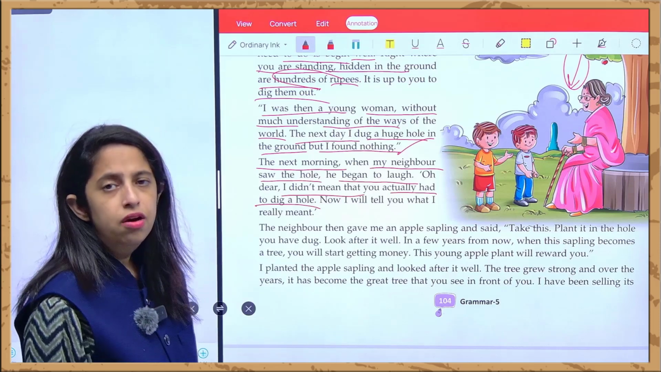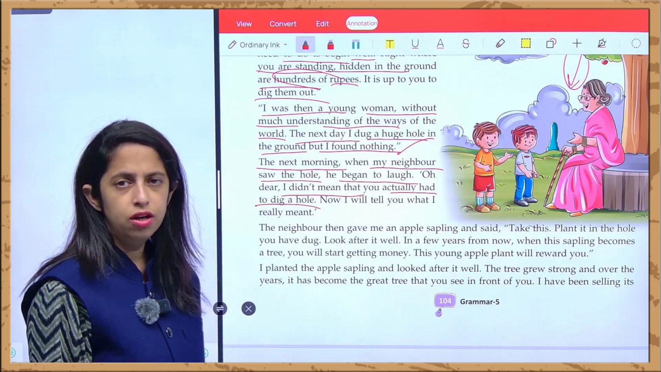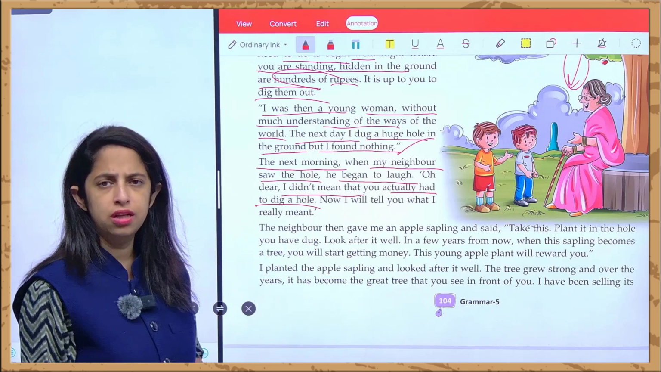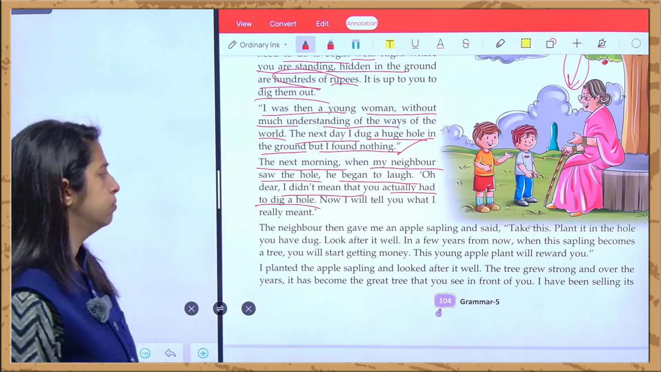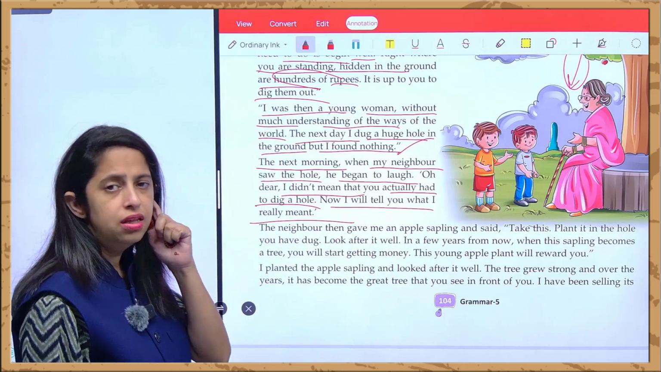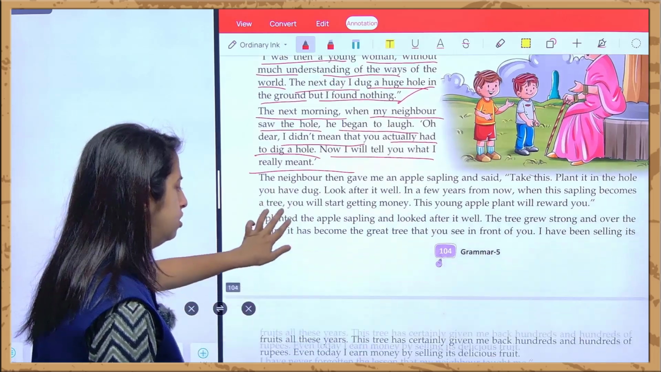She said that वो हंसने लगा. She was not able to understand those concepts because she was not mature at that time. She said कि आप ये चाहते थे कि मैं यहाँ पे क्या करूँ, एक गड्ढा खोदूँ. Now I'll tell you what I really meant. Now he is saying that now I will tell you कि मैं क्या कहना चाहता था.